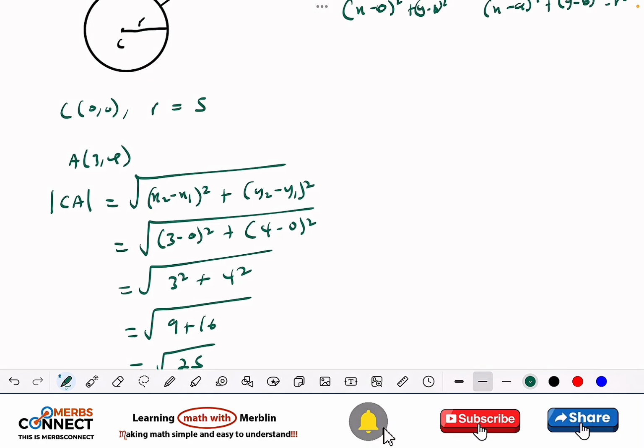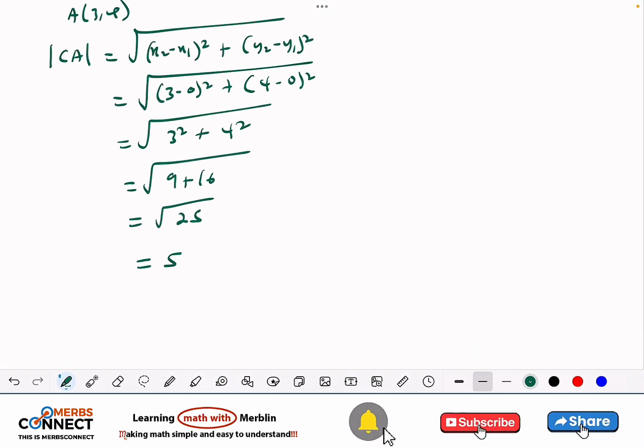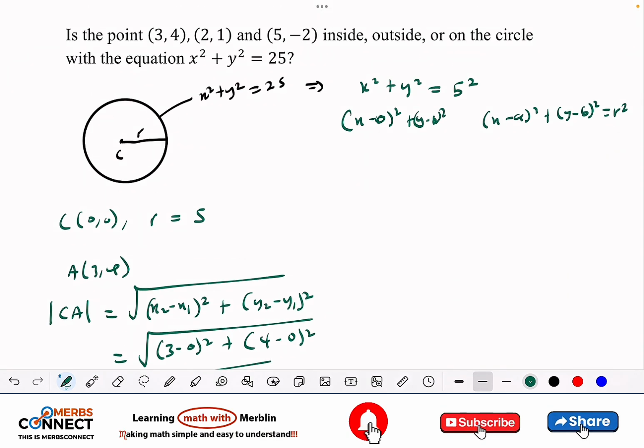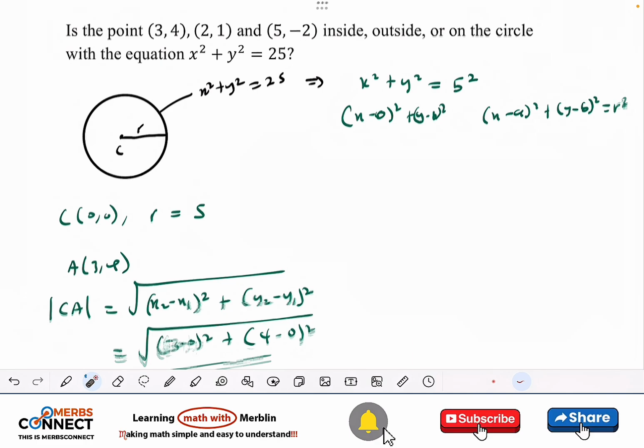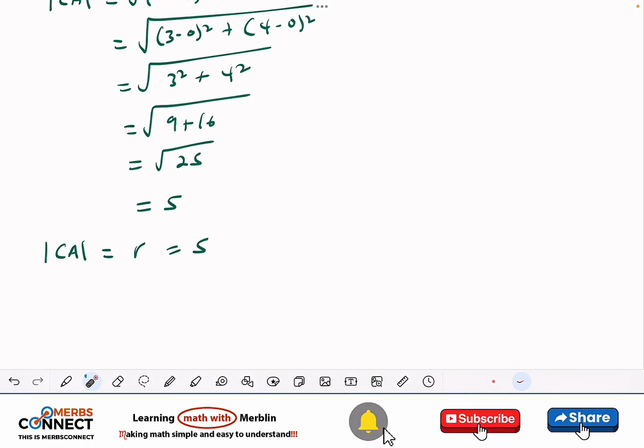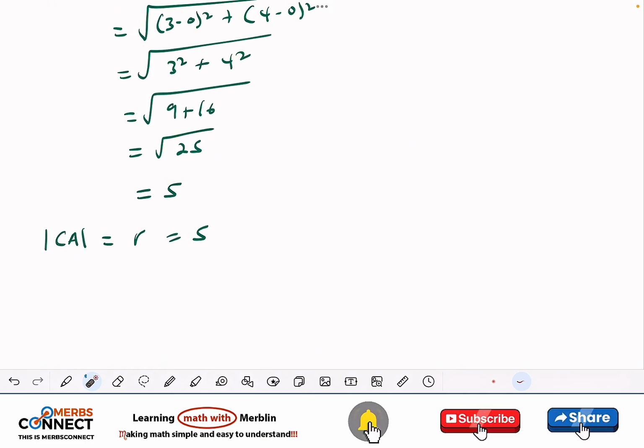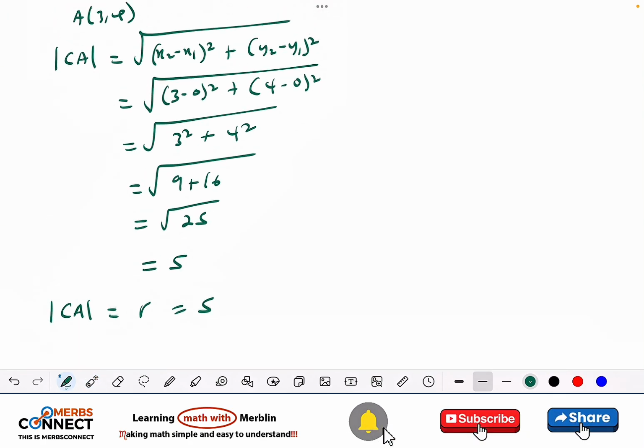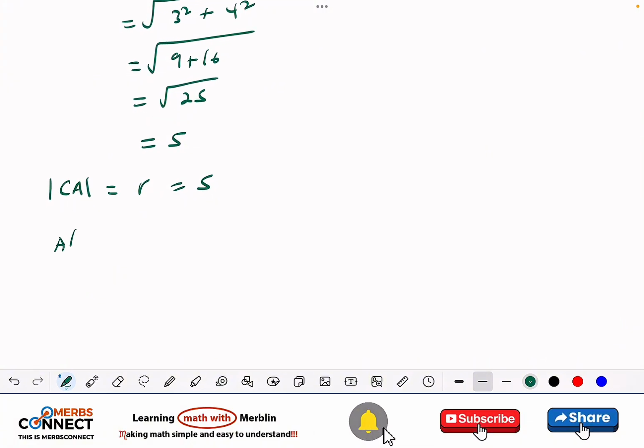So what do we see? We can see that when we want to compare, the distance between A and C is the same as the radius, which is equal to 5. So what do we conclude on this point? This point is on the circle, because the radius is the same as the distance between the center and the point. So point A, which is 3, 4, is on the circle. Let me just use red here for the on the circle.